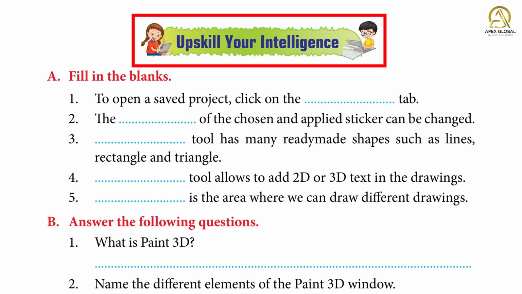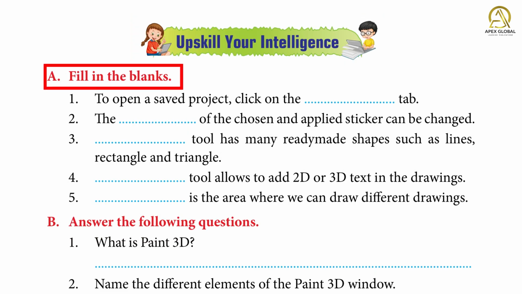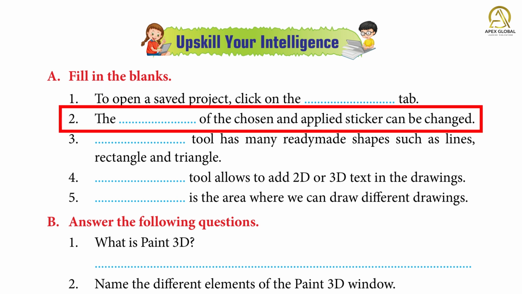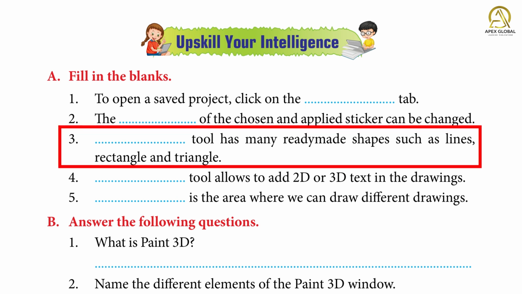Upskill your intelligence. A. Fill in the blanks. 1. To open a saved project, click on the dash. Answer: menu. 2. The dash of the chosen and applied stickers can be changed. Answer: classification. 3. Dash tool has many ready-made shapes such as lines, rectangles and triangle. Answer: 2D shape.